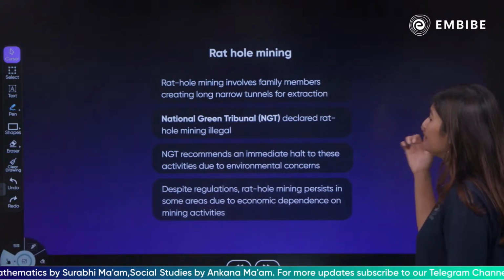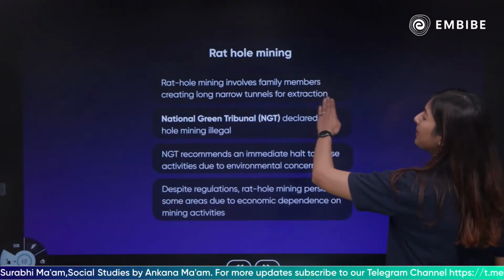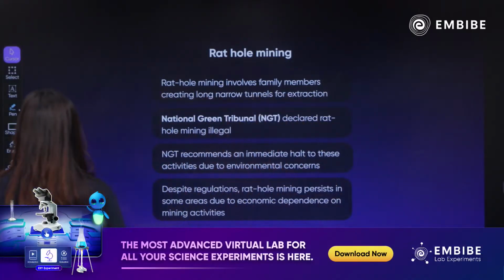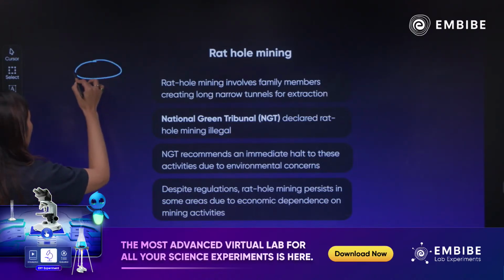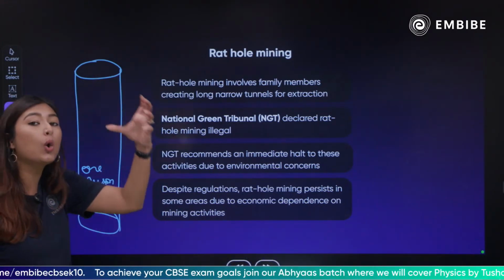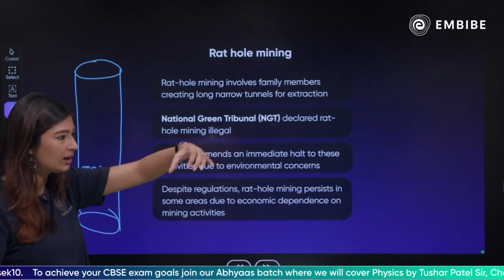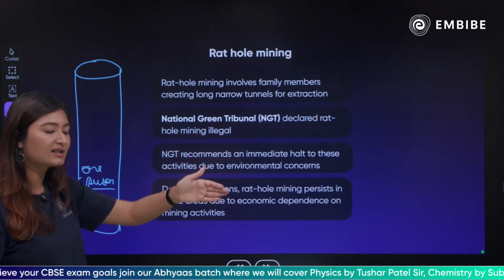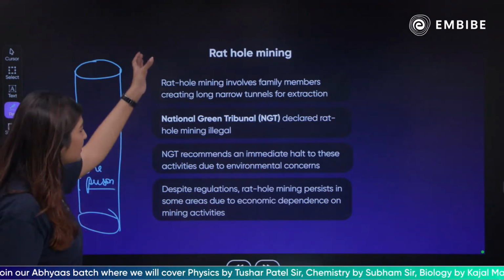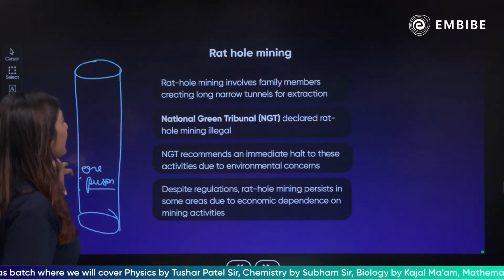ठीक है? इसमें क्या होता है? Family members create long narrow tunnels for extraction. So the entire thing is not dug up or completely broken. एक छोटा सा ऐसा hole बना दिया जाएगा, very very deep inside. Good enough for one person to get in. That is why we are calling it a rat hole, because it will look like a hole of a rat. How rats create holes in the soil, small holes. It will obviously not be that small, but just big enough for one person to go in. So that is what they will do. That person will go in and will find the mineral.